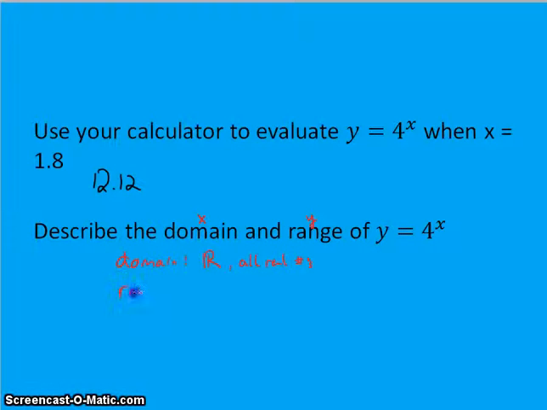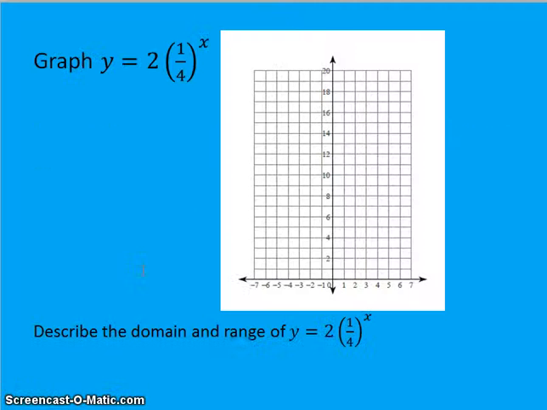And our range is the possible y values. We talked about an asymptote earlier. It will not go below the x-axis. So y will always be greater than 0. So the domain of our function is going to be all real numbers. The range is going to be y is greater than 0.